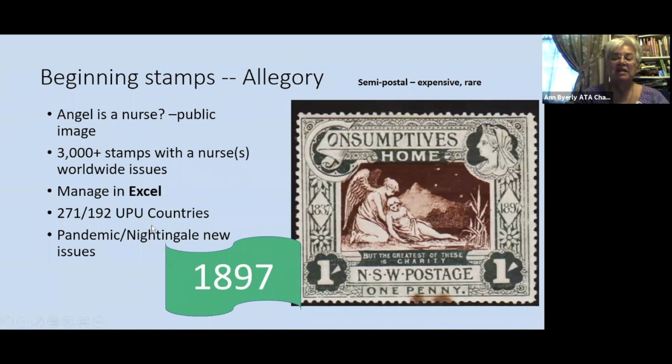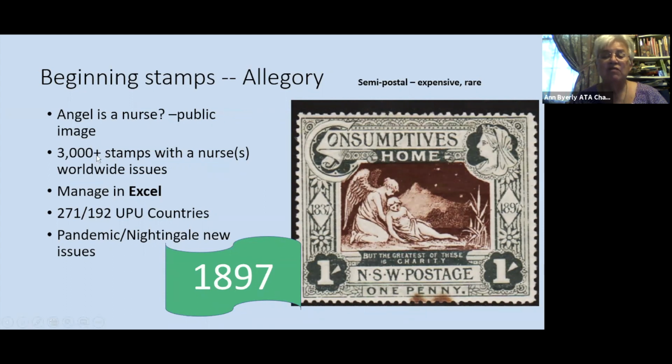Okay, beginning stamps. Beginning nurses on stamps, they used the New South Wales postage stamp, which was a semi-postal, and they have an angel in the background, or charity. And it was designed as a semi-postal to raise money for consumptives or tuberculosis homes for recovery. So is that a nurse? Again, it's going to be a question. But in the past, a lot of nursing was handled as a gratis, so this allegory works well.